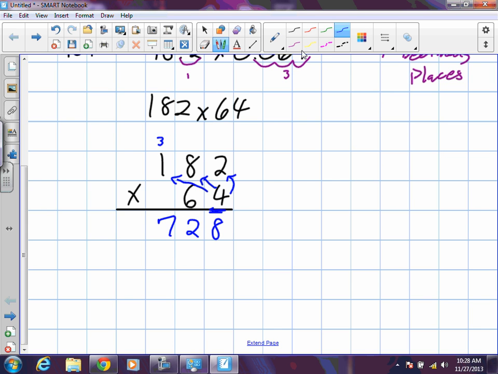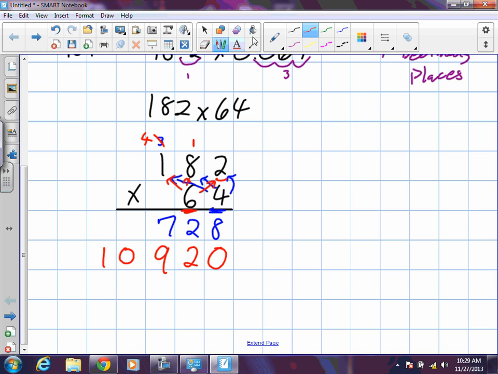Now when we go to the tens column, because we're working in the tens column, we actually have to put a 0 in the ones column below. And then we do the same process again. We take that 6 times each of these values. So what is 6 times 2? 12. Carry the 1. What is 6 times 8? 48 plus 1. Good. And then we put the 4 above. What is 6 times 1? Plus 4. 10. So we write down 10.